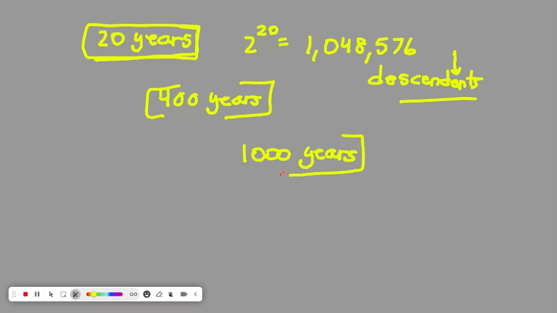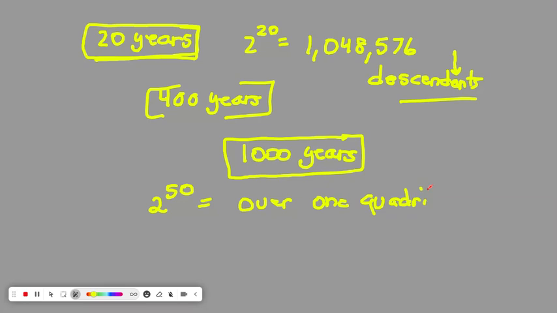This is where it gets really mind-blowing. You go back 1,000 years ago, 50 generations, 2 to the 50th power. Can't even write that number. So I'll just say it's going to be over 1 quadrillion descendants. It's a lot, but there's a problem.